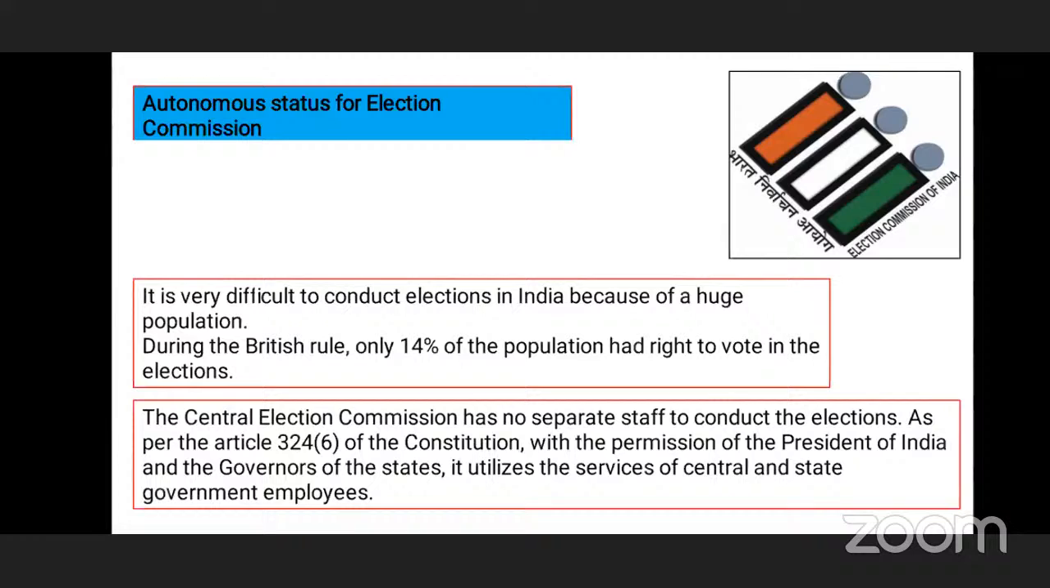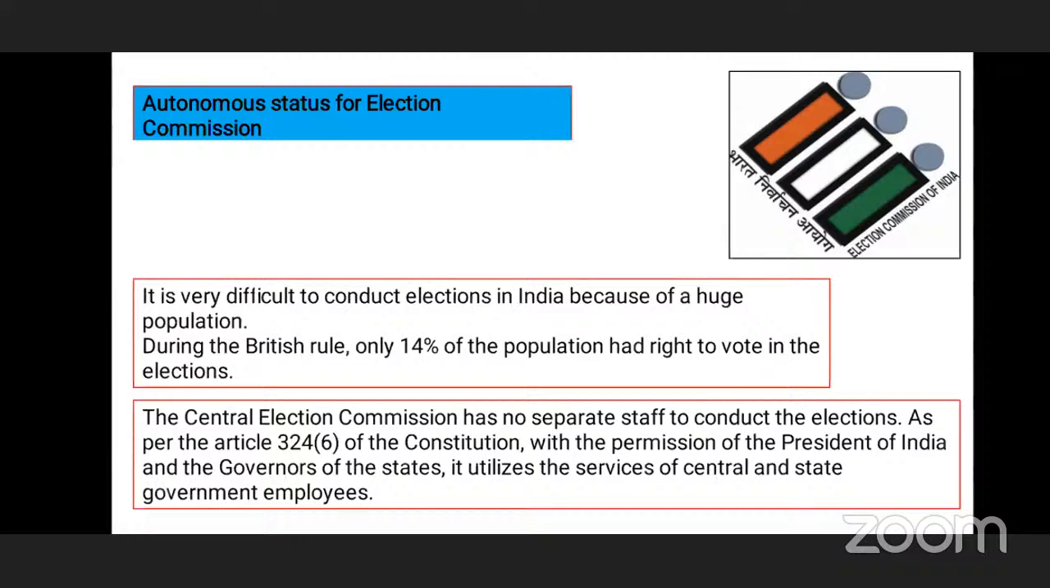According to our Indian Constitution, as per Article 324, clause number 6 of the Constitution, with the permission of the President of India and the state governors of all states, it utilizes the services of central and state government employees during such times in the election period. The Election Commission has complete control over the government departments.